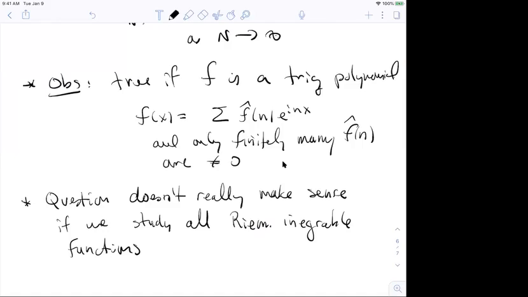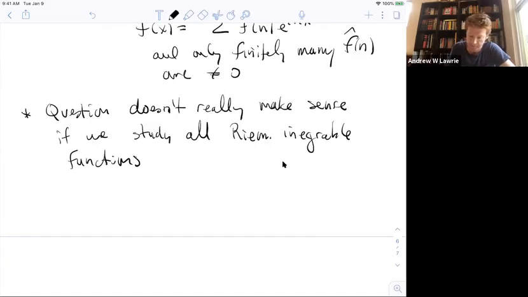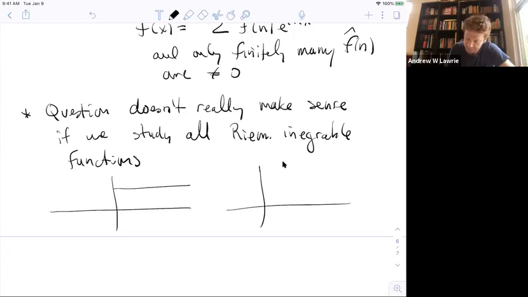Is it just that you can change one particular value of a Riemann integrable function and nothing else changes? That's exactly right. If I draw this function here, and then this other function where instead of this value here, I assign it this value here, the integral doesn't change. So in particular, none of the Fourier coefficients for this function would change. And so either the partial sums are going to converge back to this function or to this function, but they can't converge to both, right? So the question just doesn't really make sense if we're allowing all Riemann integrable functions.